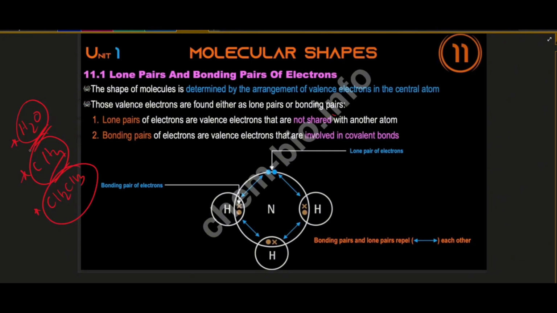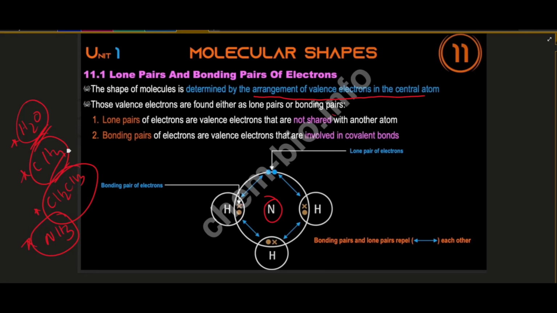Now, how are the shapes of these molecules determined? They're basically determined by the arrangement of valence electrons in the central atom. Look, each and every molecule here has a central atom. In the case of ammonia, which is also a molecule, the central atom is nitrogen. And the arrangement of electrons basically determines the shape of that particular molecule.